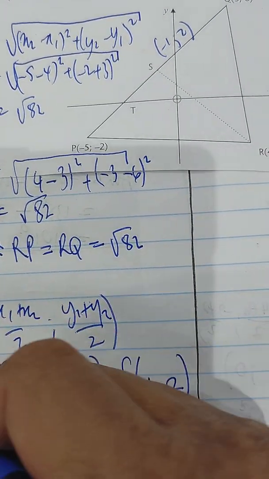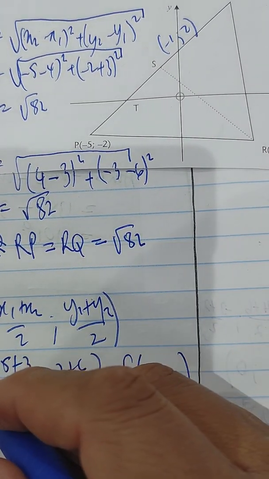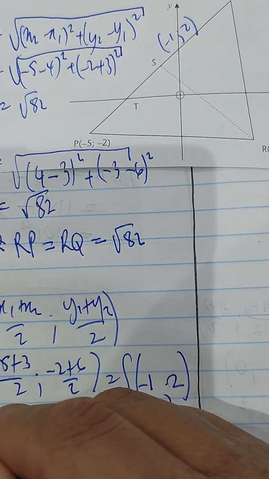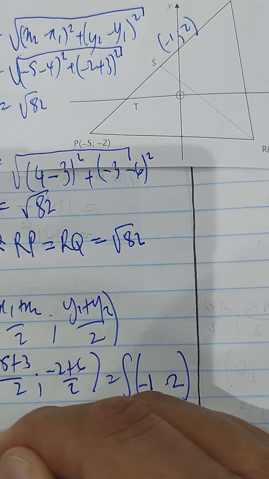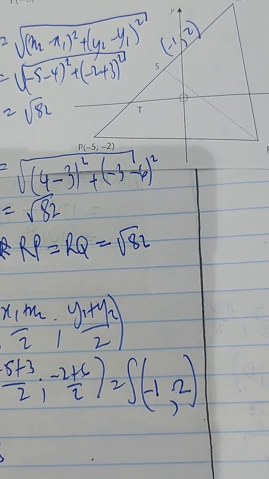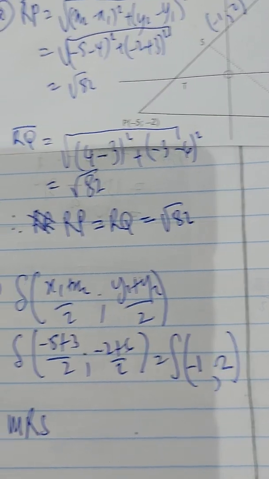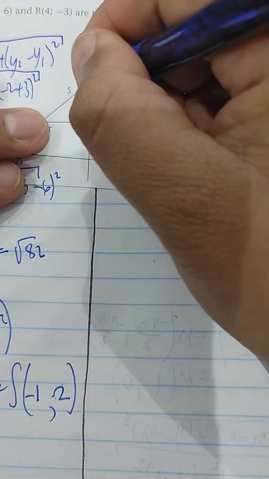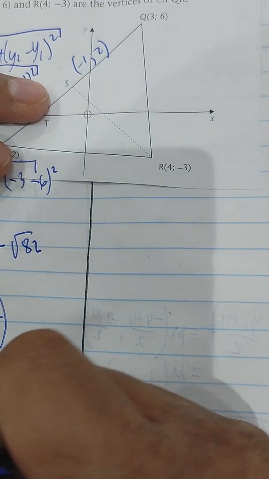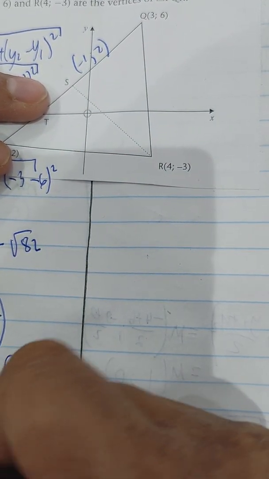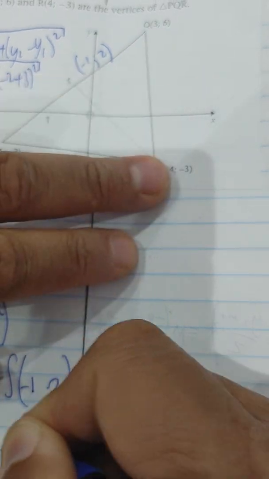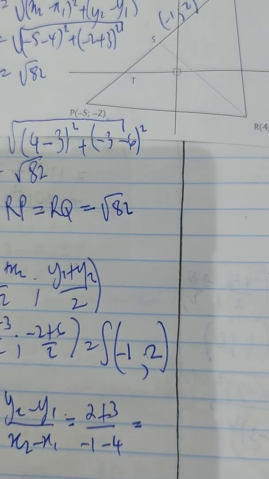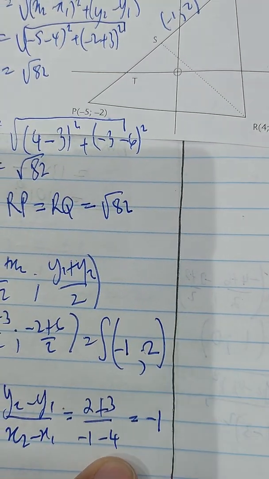Alright, let's look at C. For C, prove analytically that RS is perpendicular to QP. So to prove that lines are perpendicular, we prove that the product of the two gradients is negative 1. So if we're looking at RS, which is this here, it's going to be y2 minus y1 over x2 minus x1. So for RS, it's going to be (2 minus 3) over (-1 minus 4). So that would simply give us 5 over negative 5, which is negative 1.